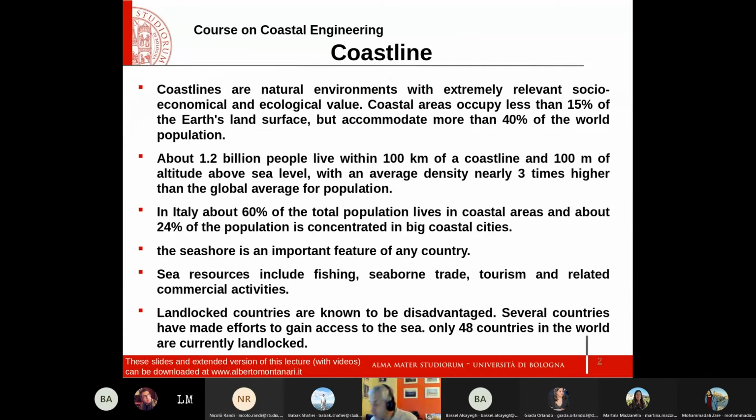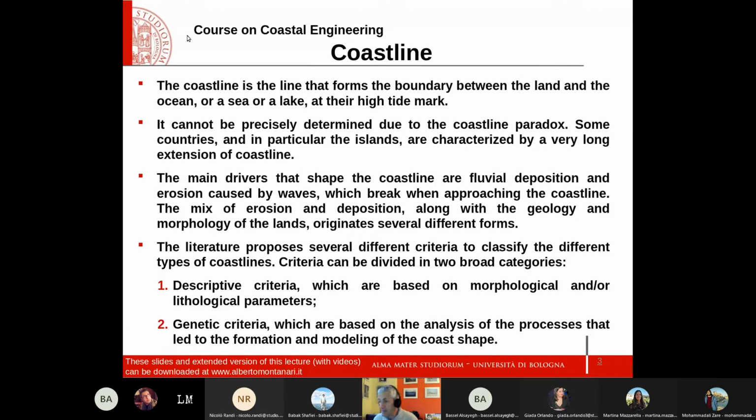So what is the definition of a coastline? Let me see here, the next slide. The coastline is the line that forms the boundary between the land and the ocean, or a sea or a lake, at their high tide mark. Please do remember the definitions, and they are extremely important, and I will give you also some additional references on terminology later on.